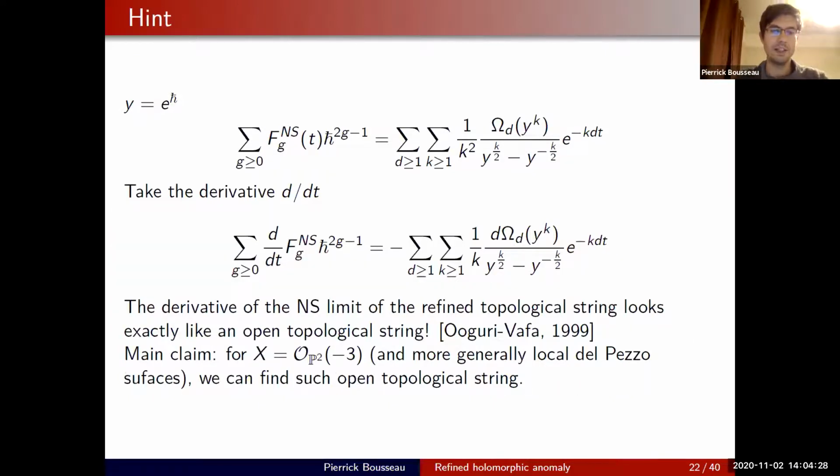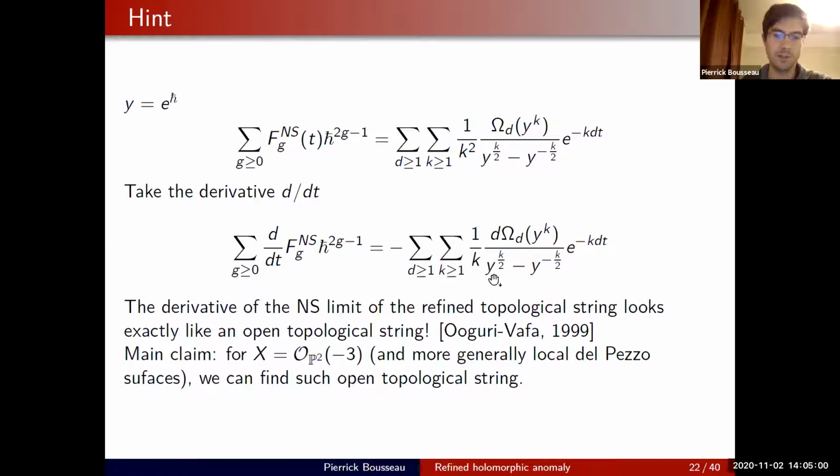So here is some int, which is slightly formal. You just stare at the formula which defines FGNS, which has a slightly strange looking coefficient 1 over k squared and 1 over y to the k over 2 minus y to the minus k over 2. And then you compute the derivative of that with respect to the t parameter. So essentially you just bring 1 k down. Now you get 1 over k times 1 over y to the k over 2 minus y to the minus k over 2.